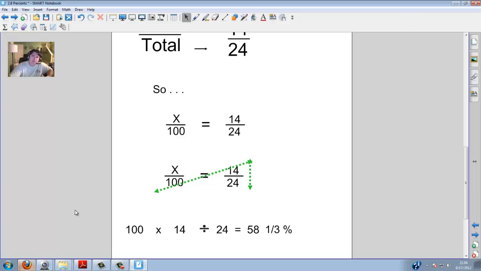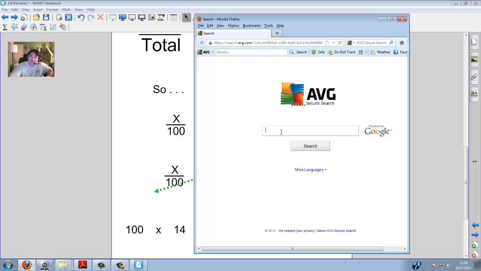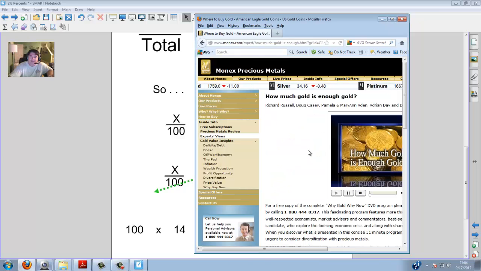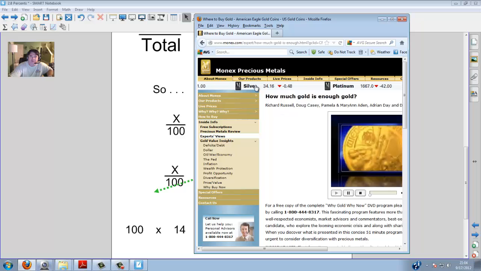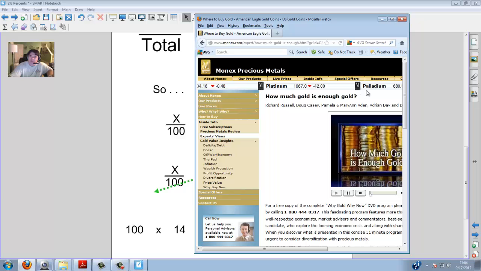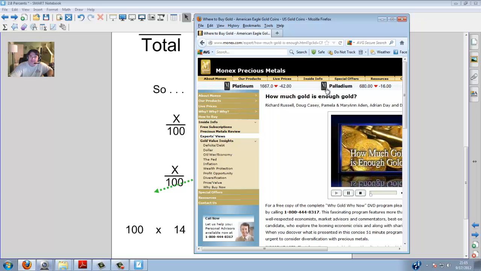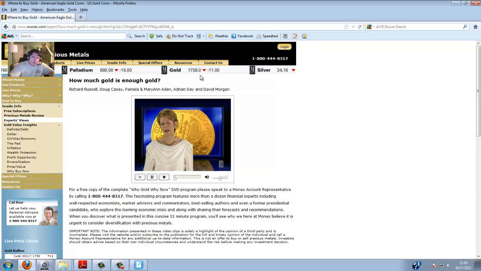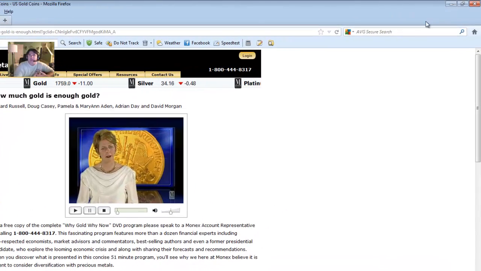Now, on the other hand, take a look here. Price of gold currently is hovering right around, well, let me see. Silver's at 34. That's good for me. Oh, I missed gold. It'll come back here in a second. Come on, gold. Where are you at? So gold's at 17.59.